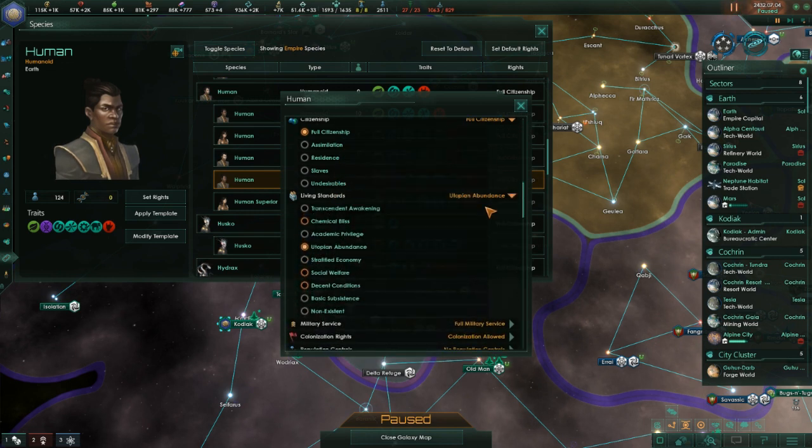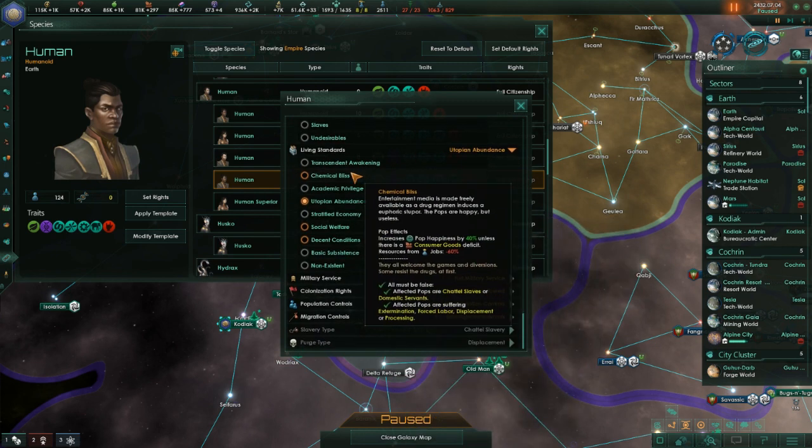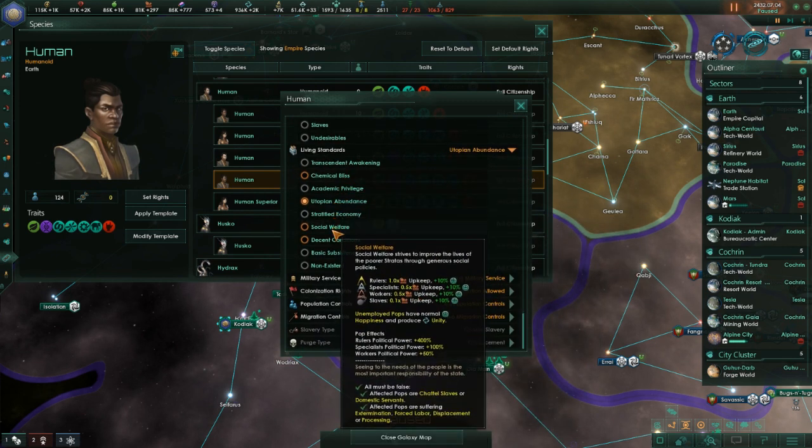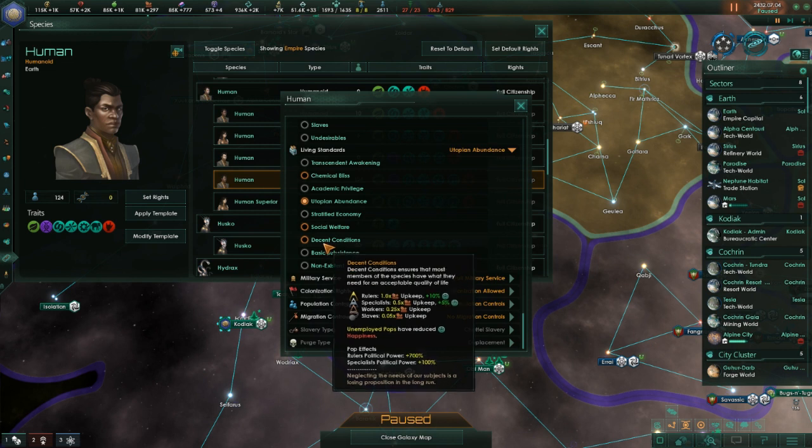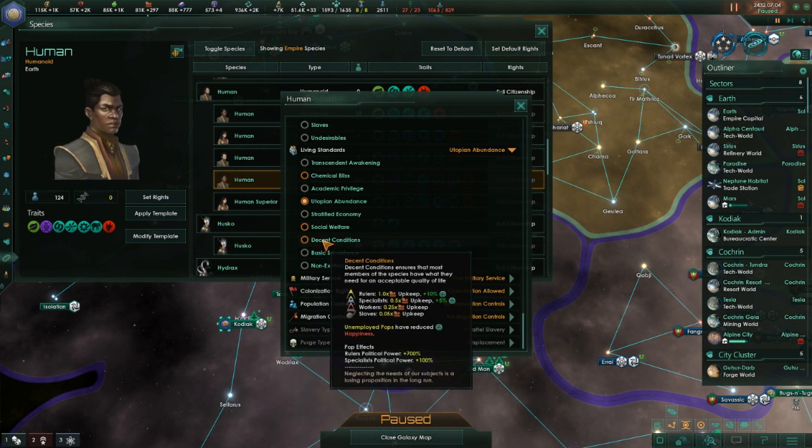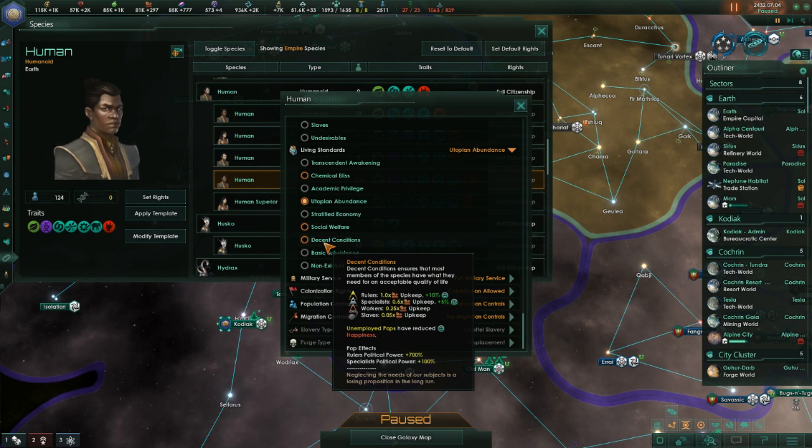Living standard. This is something to do some reading on. The default living standard is decent conditions, and it shows you down here that the different types of people, rulers, specialists, and workers, will all have a different level of happiness and will have a different level of consumer goods to keep them happy. That's what that little orangish brown symbol is, the consumer goods symbol.